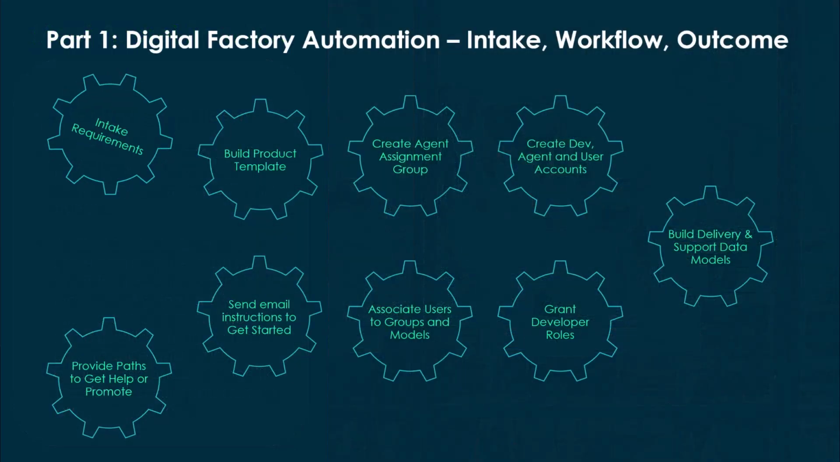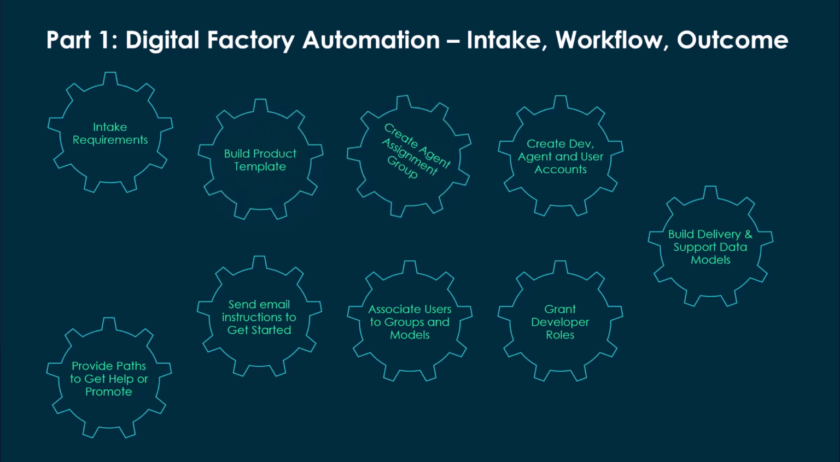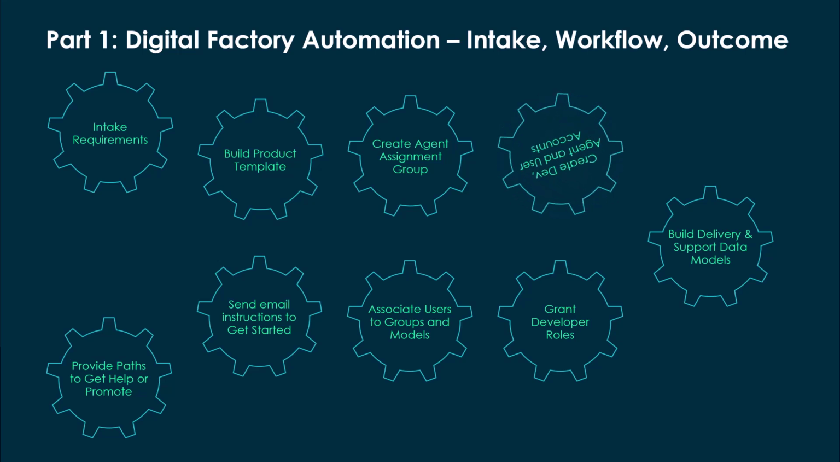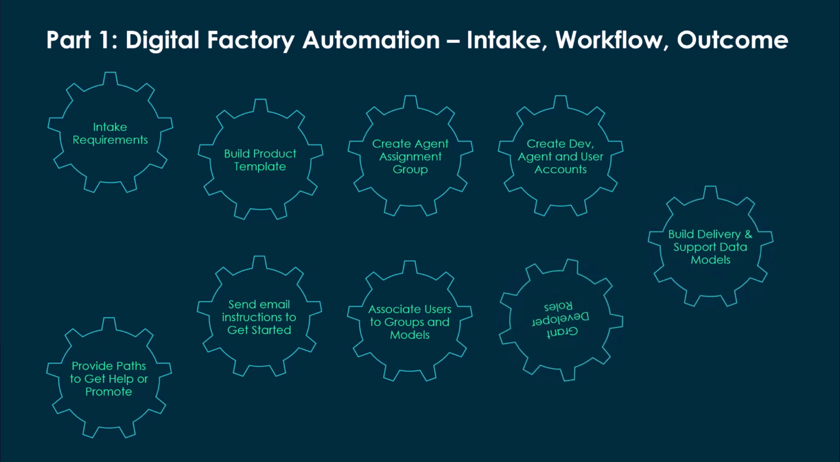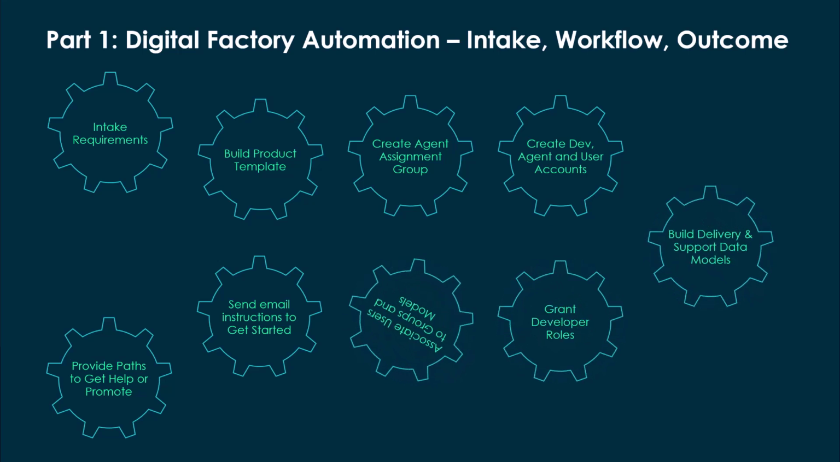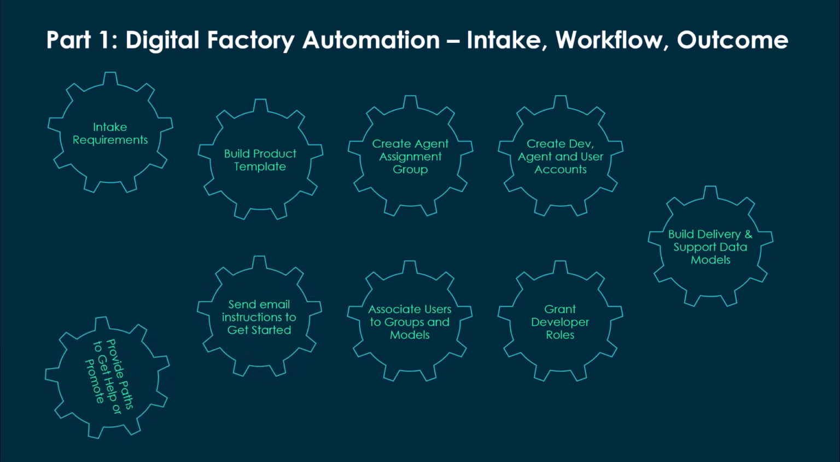We're proposing a solution which is the digital factory. We start with an intake of the requirements. We build the product. After we build the product, we're going to create assignment groups. Later, we're going to create the dev and the agent user. Finally, we're going to build the support models, grant the roles, associate the users to the groups, and send an email back to Barry that says this is how you can try it out and this is how you can edit it. That's our goal for digital product factory automation.